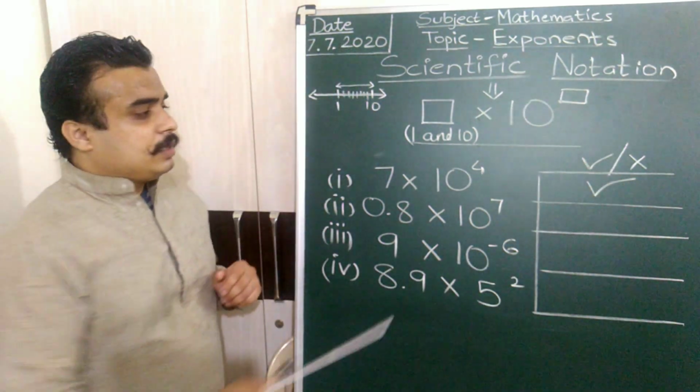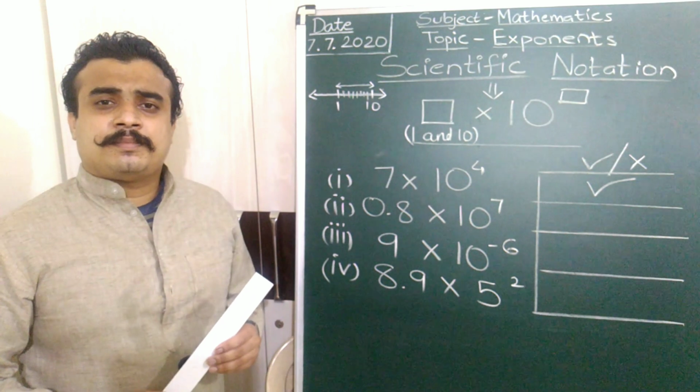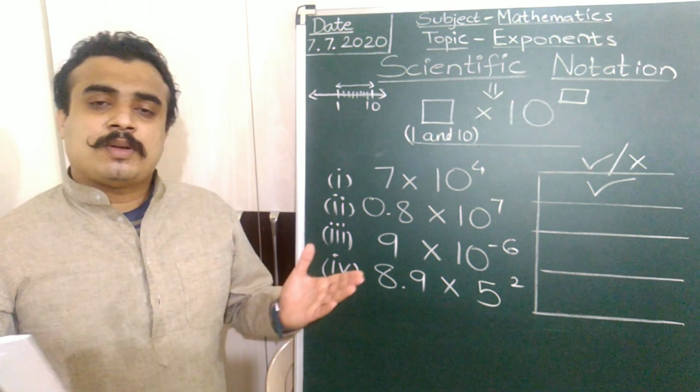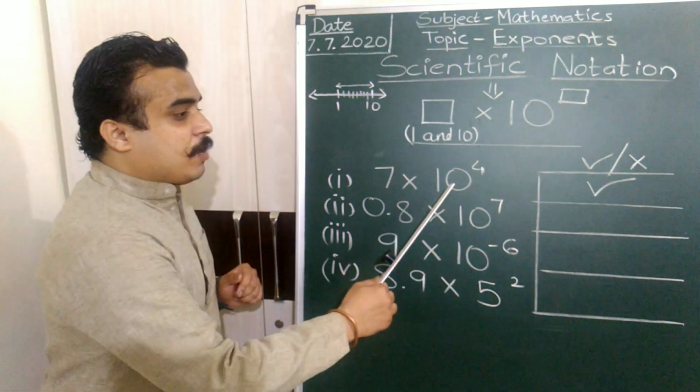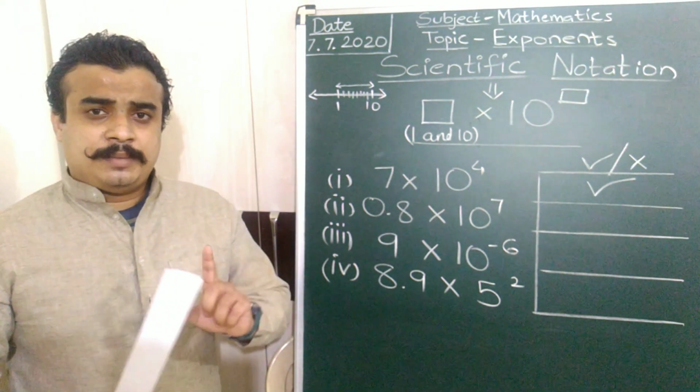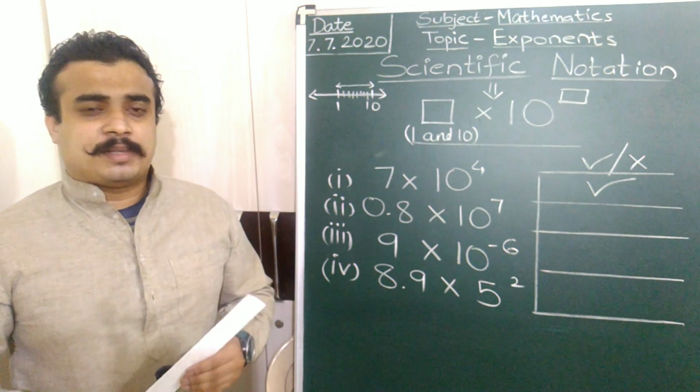Just remember one thing. The power can be positive or it could be negative, but it should be the power of 10 only. Now, let's see the next example.